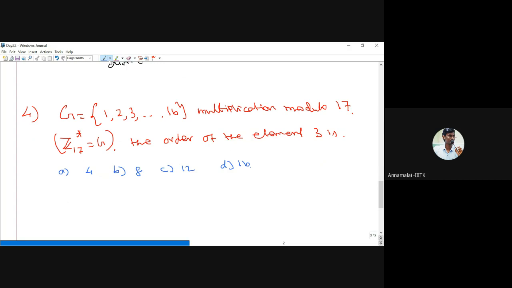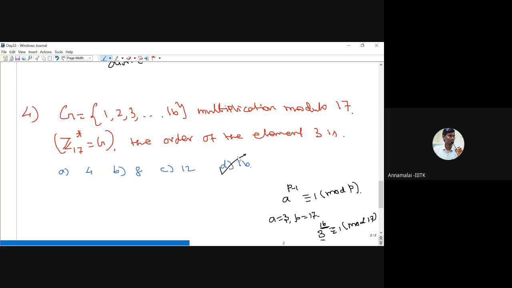Since we know that in number theory you study Euler and Fermat's theorem, what does Fermat's theorem say? A power p minus 1 is congruent to 1 modulo p. Here p equals 17, because 17 is the group order and it's a prime also. Therefore, here a equals 3 and p equals 17. Therefore, we get 3 power 16 is congruent to 1 modulo 17. Therefore, 16 is the order of 3. Simply you can say.